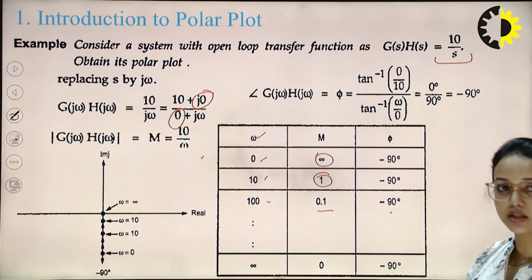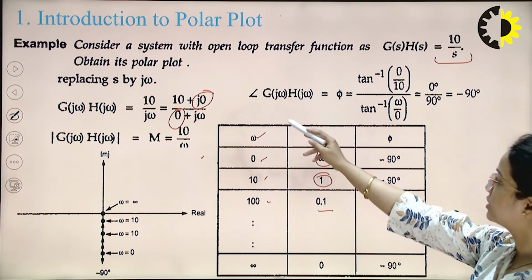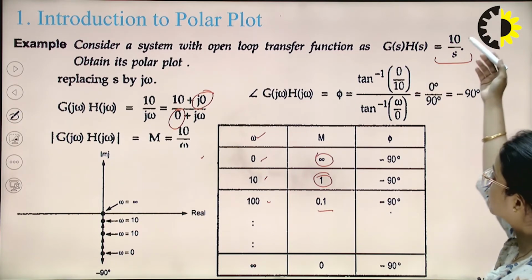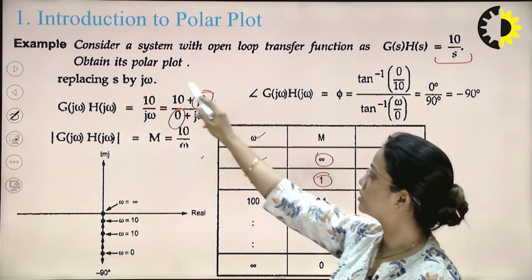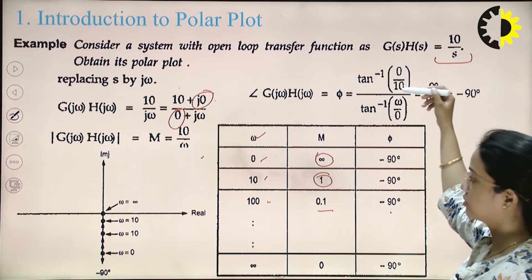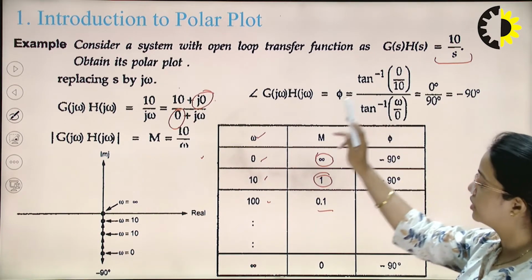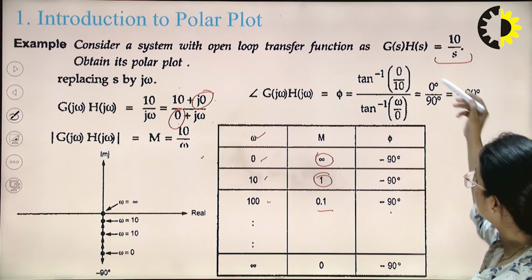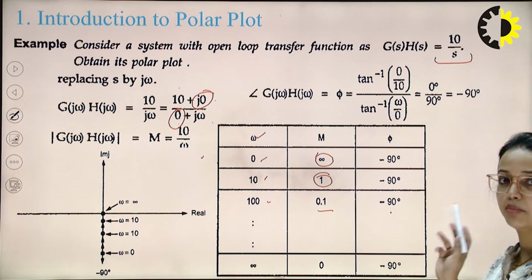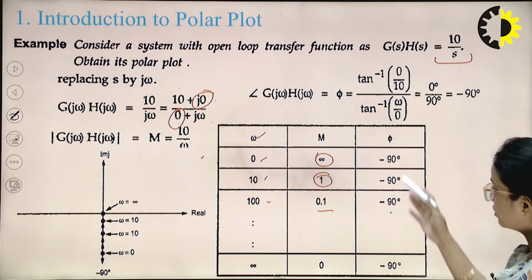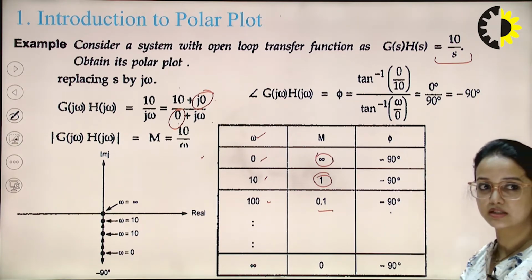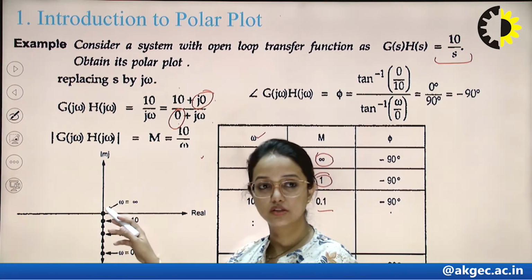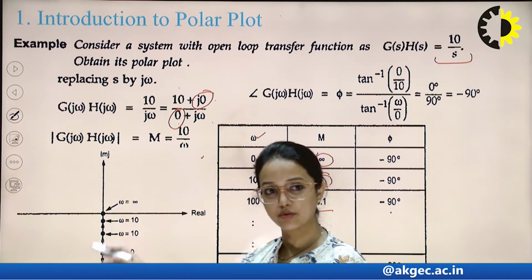Now, concluding the angular information, the angle is phi equals tan inverse of imaginary by real for the numerator, so 0 by 10. For the denominator, we have tan inverse of imaginary by real, omega by 0. So it is 0 and 90 degrees, and then we have minus 90 degrees. So for all the values we have the phasor at minus 90 degrees. So the polar plot would start and terminate at phi equals minus 90 degrees.